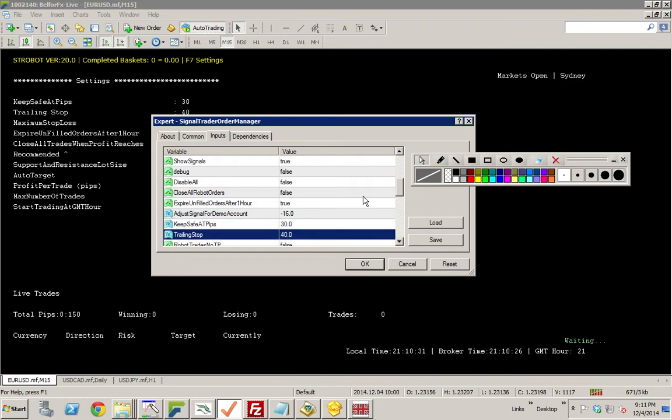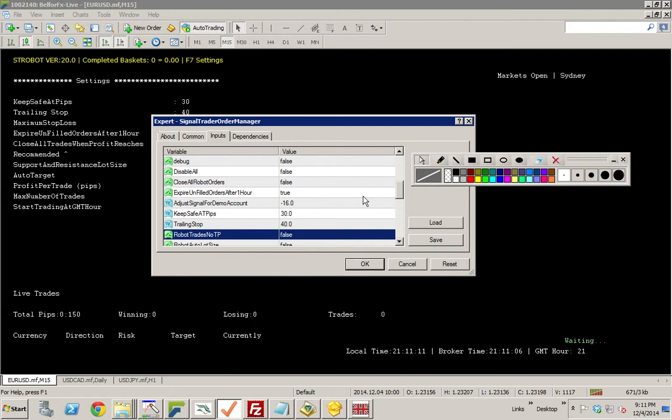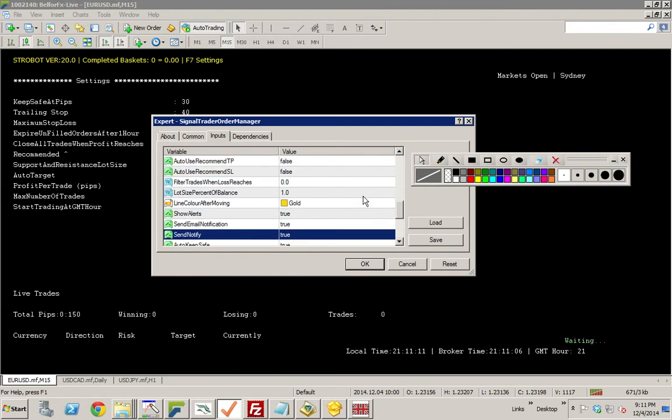Also, we have a different trailing stop level at 40 pips. I have mine set to that, so that basically means that once it's in profit, when it gets to 40 pips in profit and moves up, the stop will move up with it, so it locks in the profit. Basically, you're profit taking on the way in. I think the rest of the things you can kind of ignore.